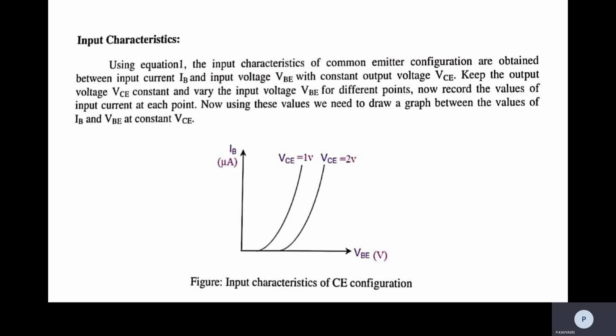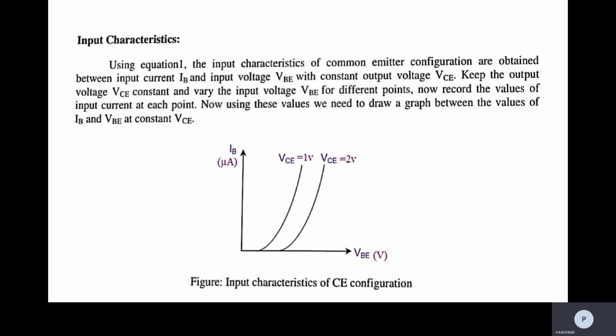What happens here is, first we will keep VCE constant, and we will vary the input voltage VBE for different points, and we will record the values of the input current at each point. By using these values, we can draw the graph between IB and VBE by keeping VCE constant. So these are the input characteristics of a CE configuration.